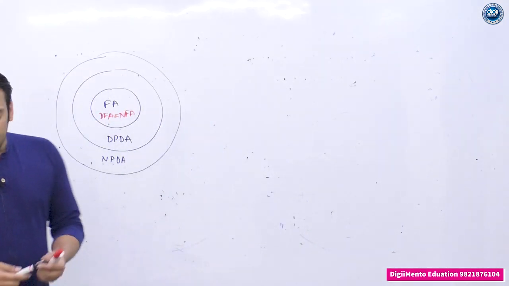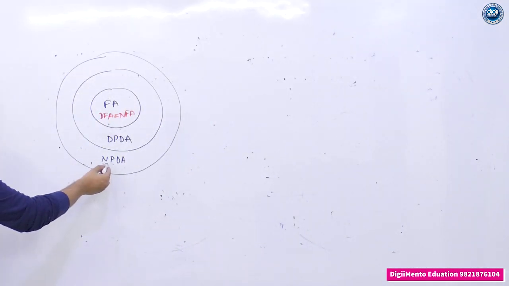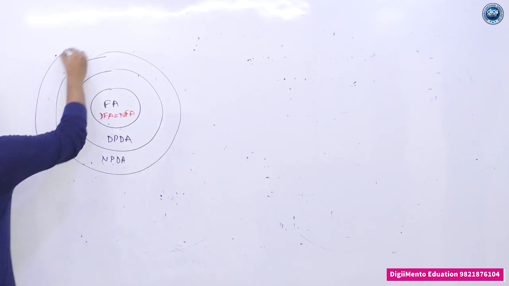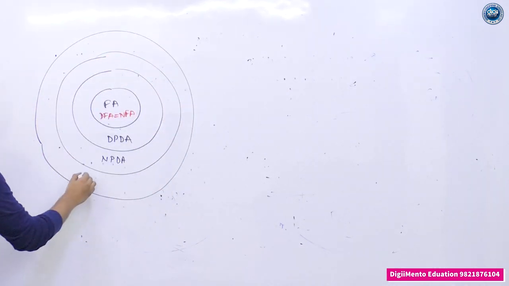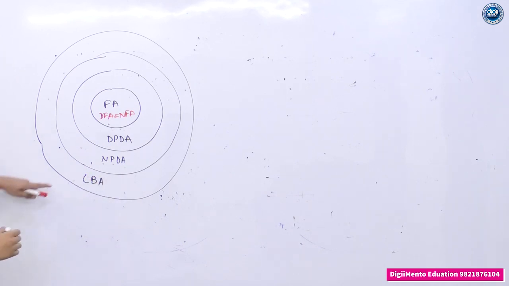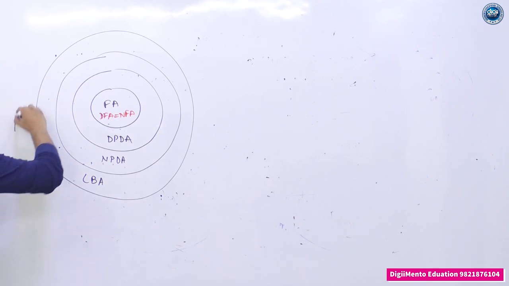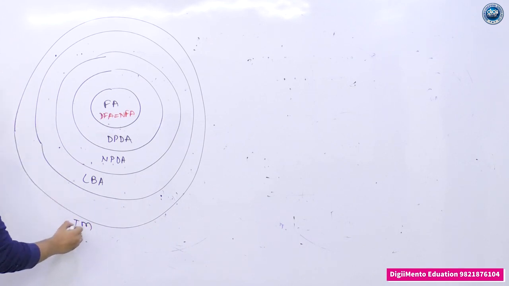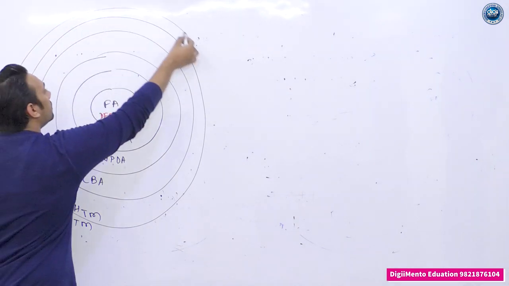Okay. And then non-deterministic push-down automata is again more powerful as compared to deterministic push-down automata. It is even more powerful. And then we are going to study something called linear bound automata. So linear bound automata is much more powerful as compared to non-deterministic push-down automata. And then we have Turing machines. So there are two variations of Turing machines. One is your halting Turing machine, and the second one we can say is just a Turing machine.